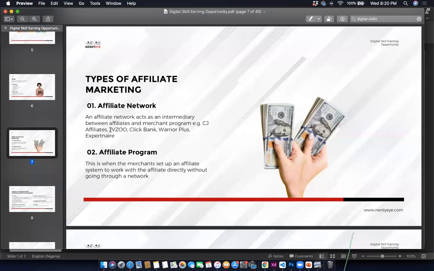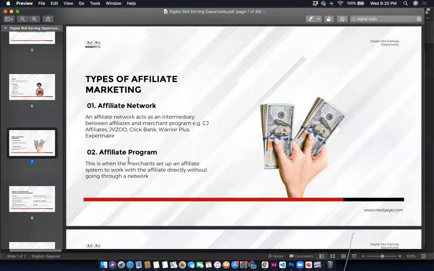But when you go to this affiliate network, they are standing as a middleman. So we have like 2 middlemen now. We have the merchants, we have the affiliate network, then we have the affiliates, then before the customers. But if you are going for the affiliate program, you are dealing with the merchant directly. With a network, you're not dealing with the merchant directly. You are dealing with a network that is dealing with the merchant.